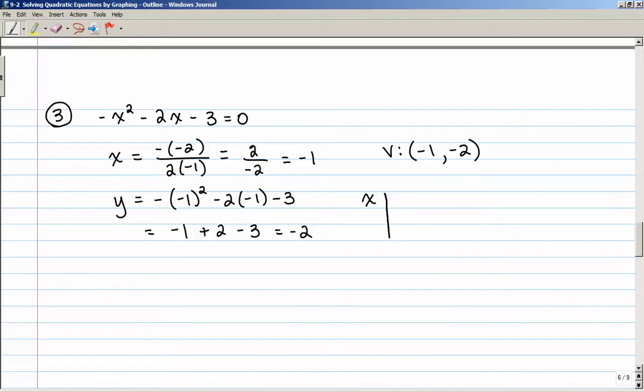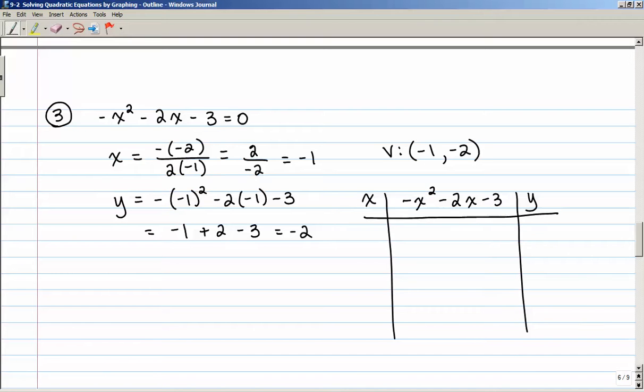Let's make our table. Negative x squared minus 2x minus 3. And I'm going to put my vertex in the middle of my table. Choose two x values smaller. Choose two x values larger. I'm liking that 0. That's going to be nice. And let's plug this in. So negative 3 squared is 9, and then multiply it by the negative 1. Plus 6 minus 3 gives me a y value of negative 6.